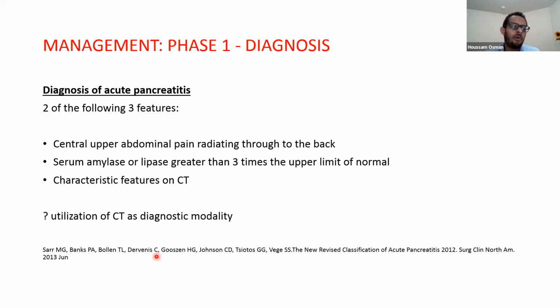Currently, the practice in America here is that you don't need a CT scan to make a diagnosis. People will rely on the central abdominal pain and the serum amylase and lipase greater than 3 times the upper limit of normal to make the diagnosis. You have these two, you have a diagnosis of acute pancreatitis. And they reserve the CT scan for people who have severe pancreatitis, because most of the changes on CT scan, the necrosis, the fluid collections, happen 48 hours after presentation. So a CT scan on presentation will rarely help you with the severity.